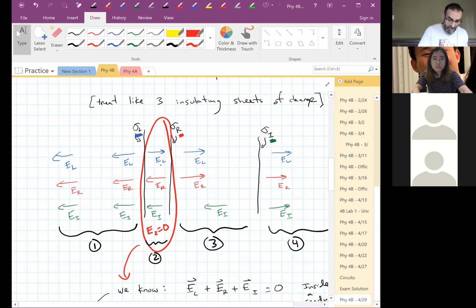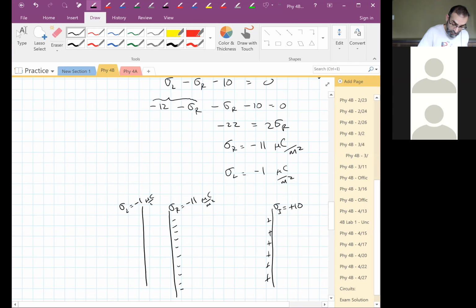So now I have this situation, right? This one's plus 10, right? I've got a bunch of positive charge here. This one is minus 11. Lots of minus charge there. And this one is minus 1. So a little bit of negative charge there.